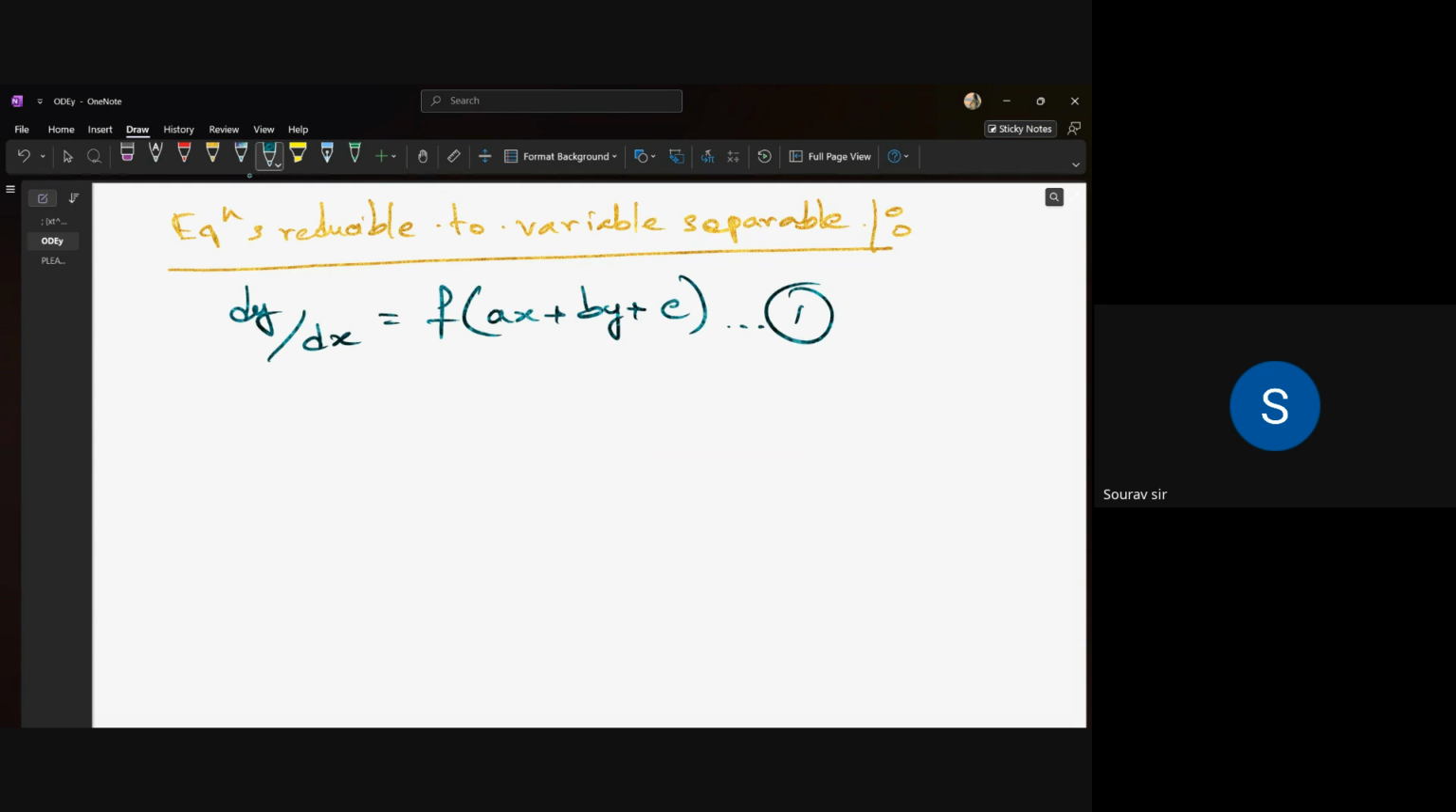So now the method to solve it is what? We have to just put z equals, then we will have, we are just differentiating with respect to x. As we know, x is the independent variable here, so we are differentiating both sides with respect to x. So we will get a plus b dy dx, that is equal to dz dx.